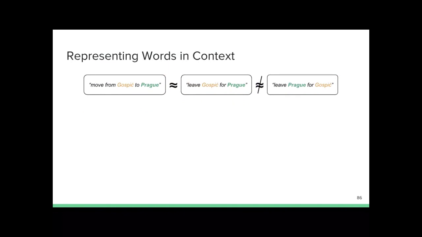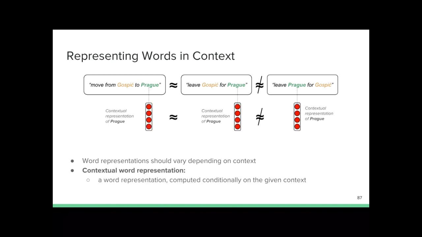All right, so what we want to have in our model in one way or another is the ability to say that, for example, move from Gospic to Prague roughly means the same as leave Gospic for Prague. But it's different to leave Prague for Gospic. And if we just look at word vectors, we don't get that behavior. Because the word vector for Prague is going to be the same here, and the same here, and the same here. It's the same word vector in all cases. So that's not going to capture the fact that Prague at some point is the target of a move, and sometimes it's the source of a move. None of that is captured in the word vectors.